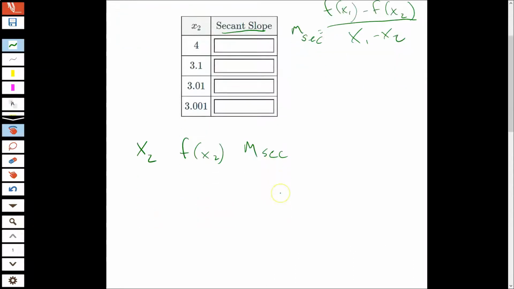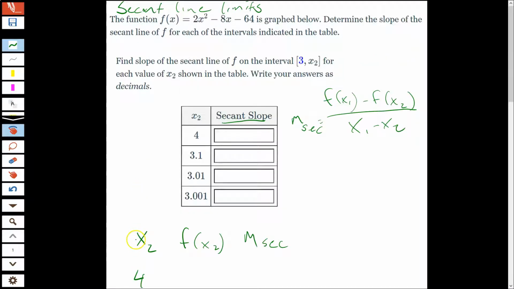Okay, and I'm going to rewrite the table using the same values, just with space to plug in that x2 into f. Okay, so here are my given x2s. My f's of x2, I have to plug them into the function. The function is up here. I'm going to show you a fast way to do that in your calculator.